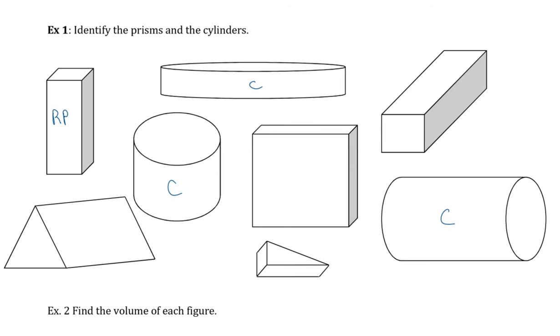It has a base shape, and then it has two of them that are the same, and then it's connected by rectangles between those two shapes. So here's one that's standing up. Here's another rectangular prism that's lying down. Those two look very similar. One's standing up, one's lying down.